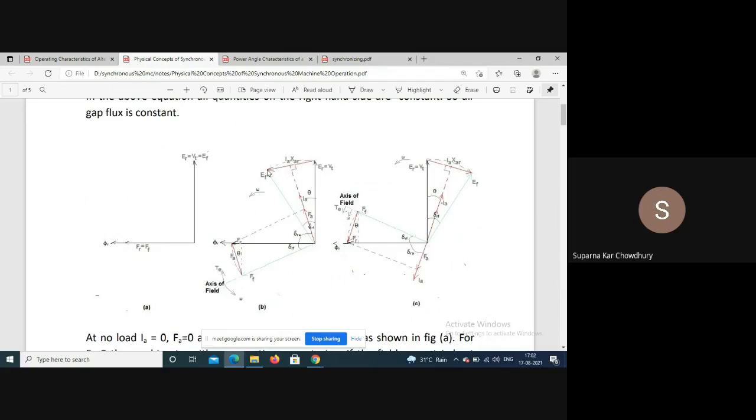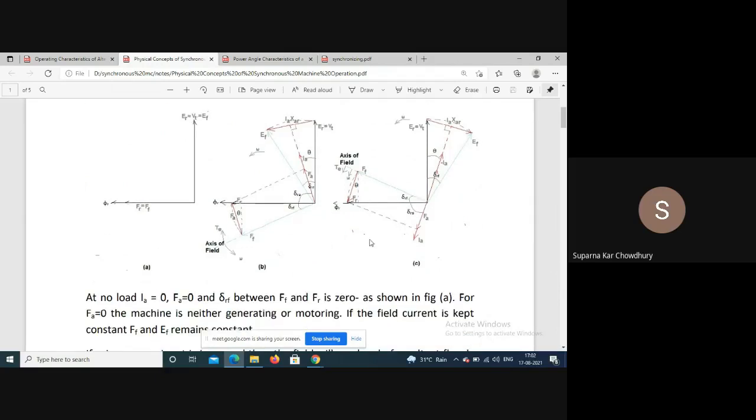So EF will be here. So you can see that this is FF. So FF induces the EMF EF. So EF minus this drop will be the air gap voltage ER, which is leading phi R by 90 degrees. So the machine here was just floating on the bus bar. Here if we increase the prime mover input, the machine will now start operating as a synchronous generator supplying this current IA.